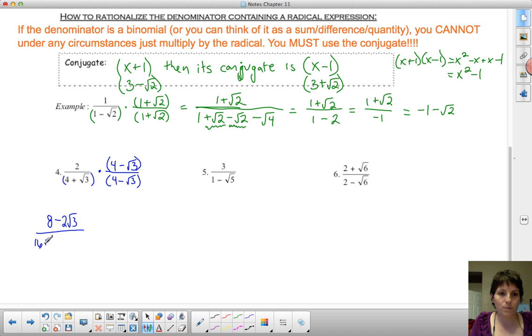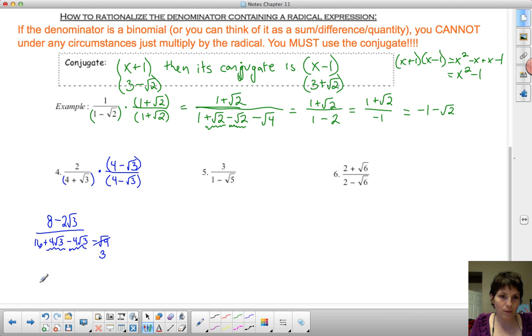16 plus 4 root 3 minus 4 root 3 minus the square root of 9. Wait, the square root of 9, that's just a 3. And these guys, positive 4 root 3 and negative 4 root 3, they're going to add to 0.